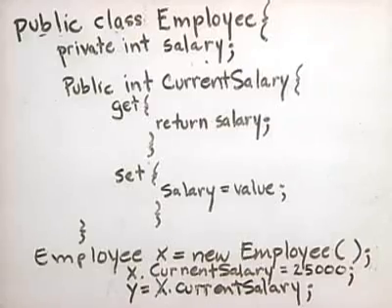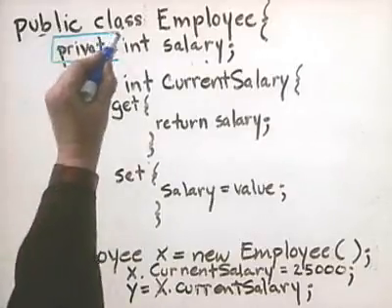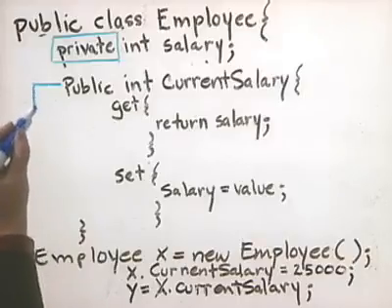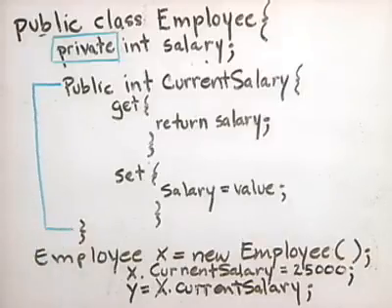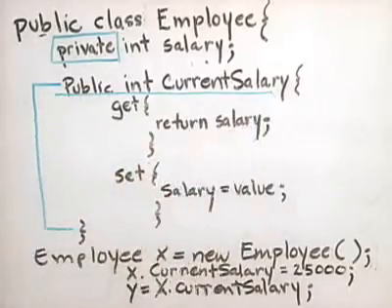Let's take a look. In this last example, we still have the same public class called employee. We still have the same data member. Notice that it has been demoted to a private level variable, which is what we're recommending. And then we've got a property. Now remember that a property is really just a method.